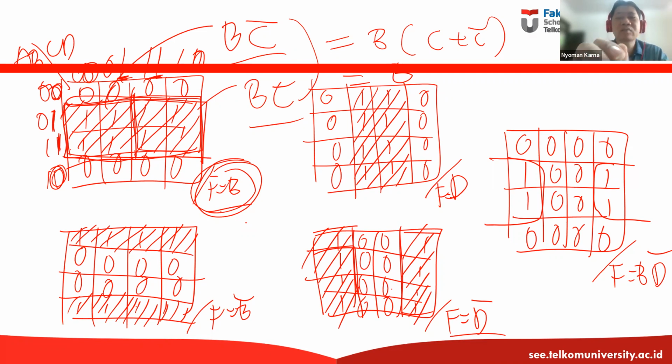But in this case, we need to have an OR gate, because BC naught plus BC, and then we need 2 AND gates to multiply B and C naught and B and C. And also we need another inverter, which is to create the C node.